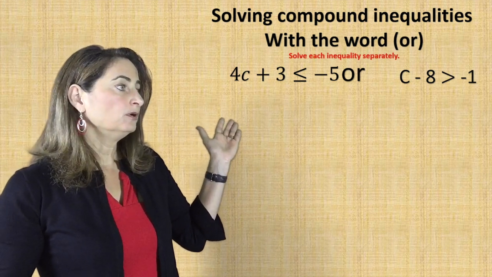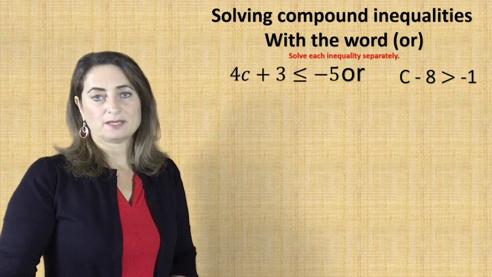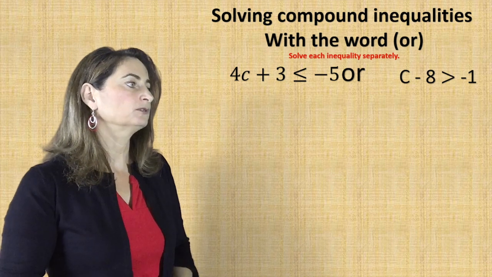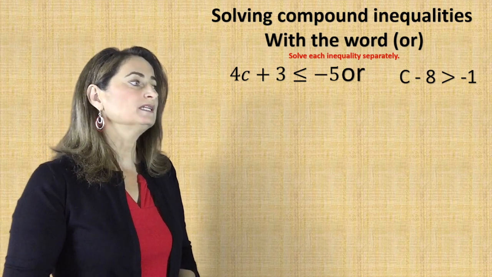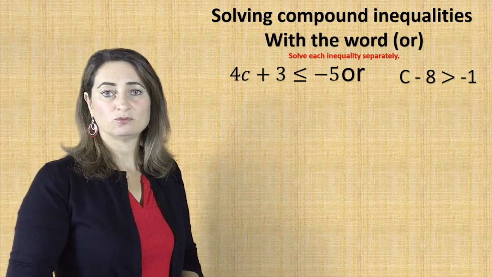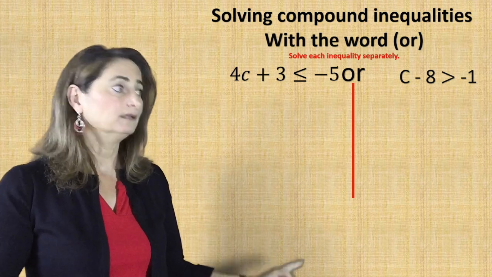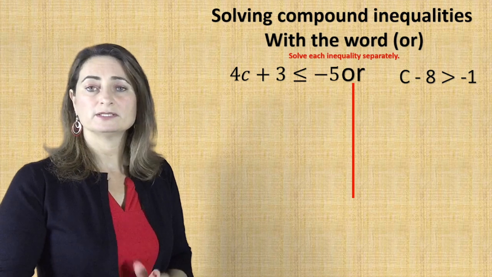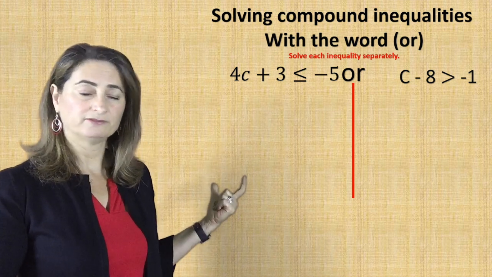Always with the word or, solve each inequality separately. So 4c plus 3 less than or equal to -5, or c minus 8 more than -1. I will put a line under the or because I need to solve each part separately. So let's start with the left side.